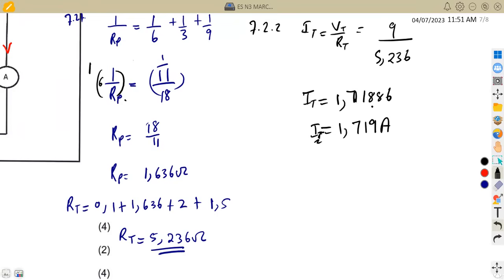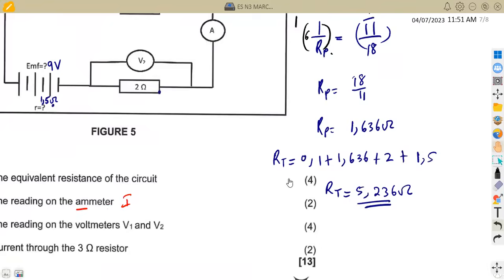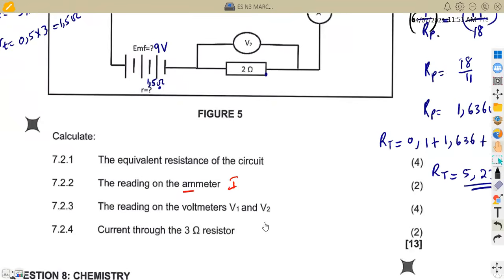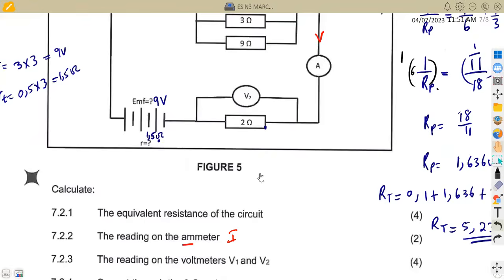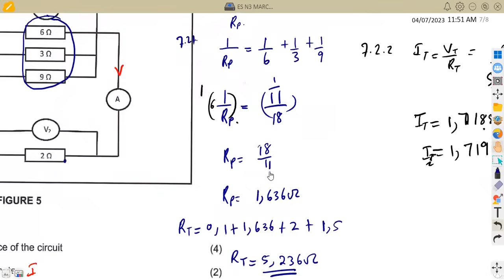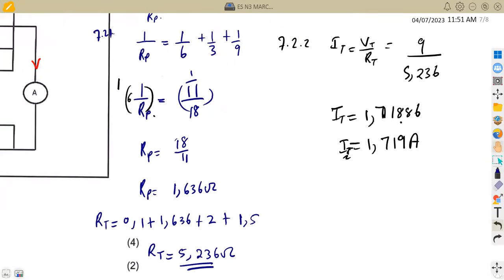That's the reading on the ammeter. All right, the reading on the voltmeters V1 and V2. We have V1, a voltmeter for the parallel combination. So this one is simply the total current that is flowing times the total resistance for the parallel combination. That's our V1.